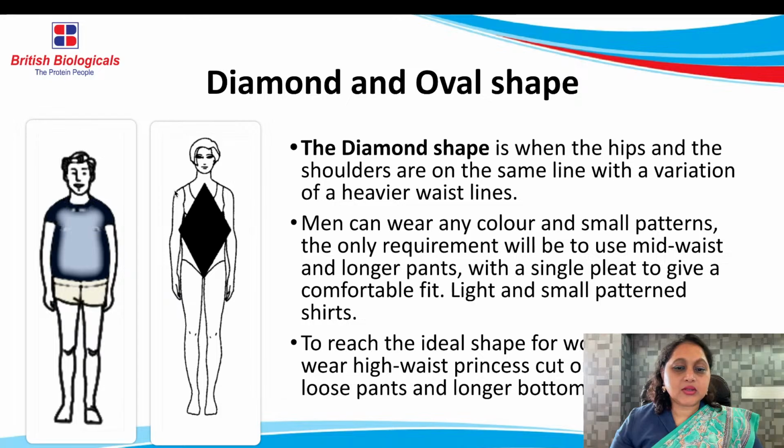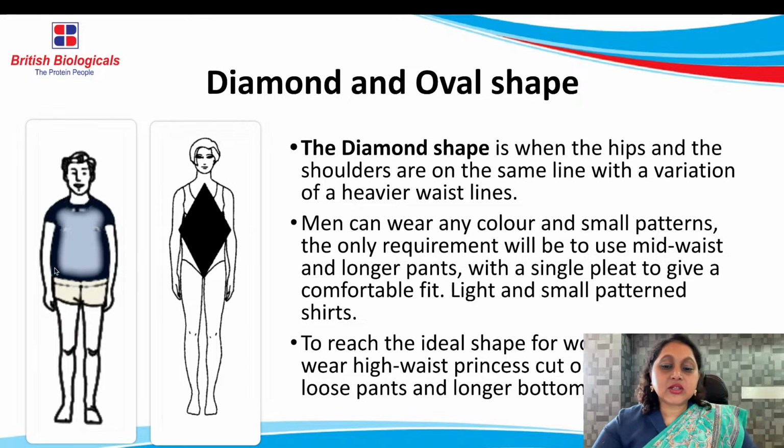The diamond shape is when the shoulders and the hips are narrow and they kind of are inwards a little bit, and there's a variation in the mid area, right? The hips and shoulders are in the same line with the variation heavier waistlines. Okay, this usually happens when we have a little bit of a tummy or a belly, as we call it.